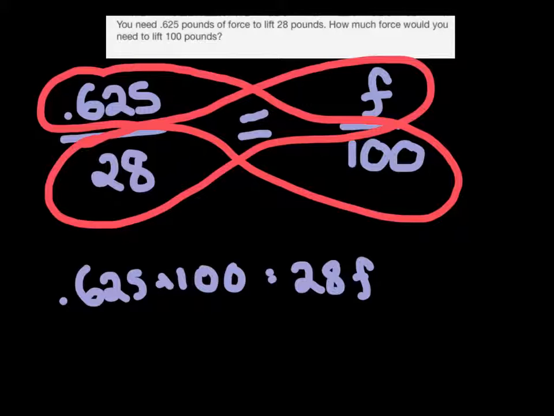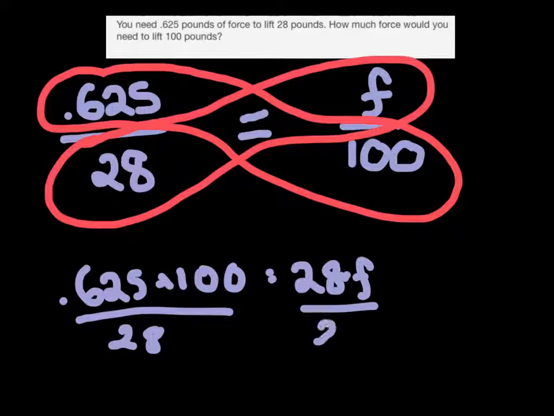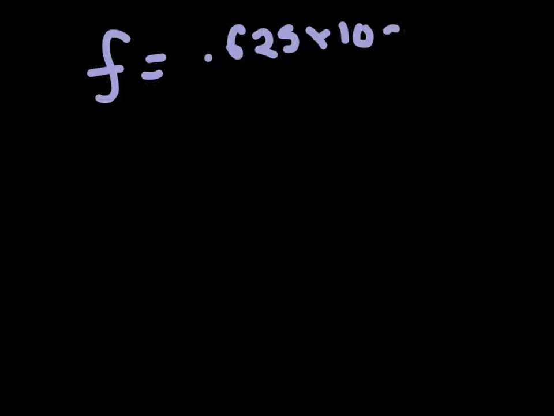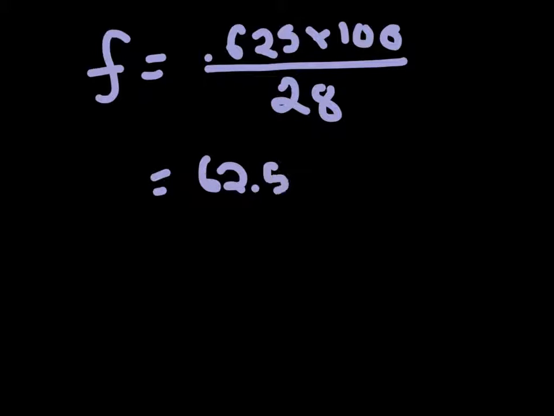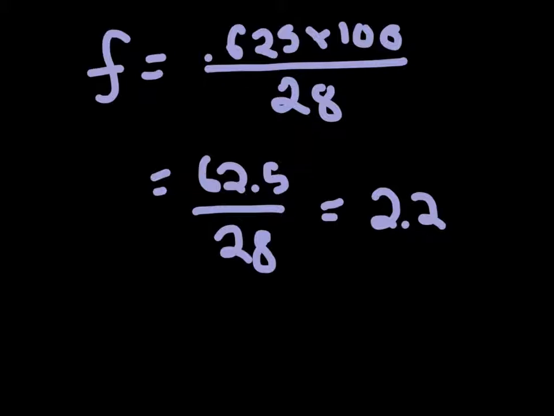Okay. So, we're solving for F. 28 times F, sorry. We're solving for F, so let's divide by 28. So we get F is equal to 0.625 times 100 divided by 28. That is equal to 62.5 divided by 28. Now, using a calculator, you do 62.5 divided by 28. After doing that, you round a little, and you get 2.2 pounds of force.